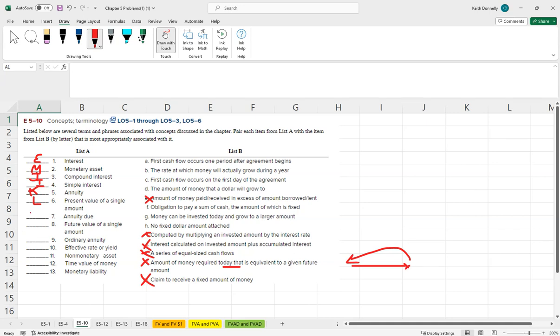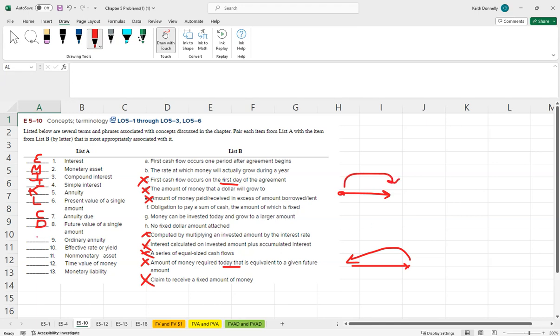Annuity due, for 7, that's going to be C. First cash flow begins on the first day. Due now, in the beginning. Future value of a single amount, for 8. That guy is going to be D, the amount of money that a dollar will grow to. So we're taking an amount today and seeing what it's worth in the future.